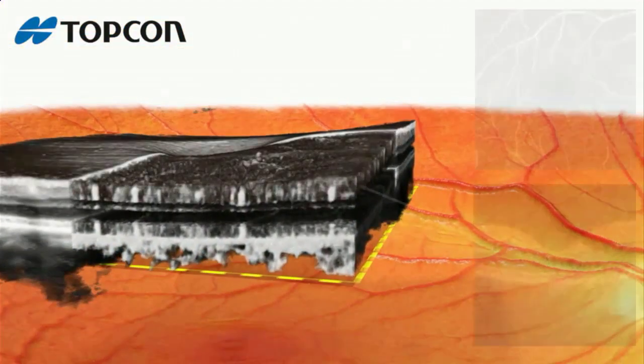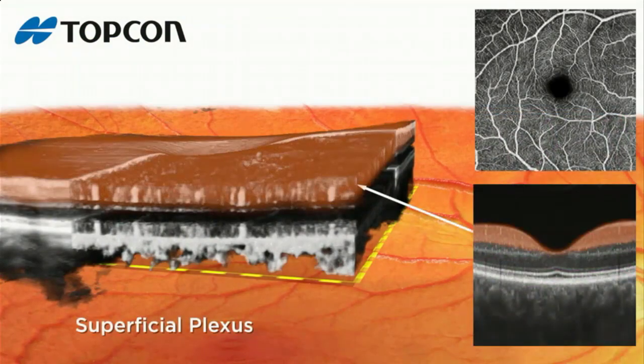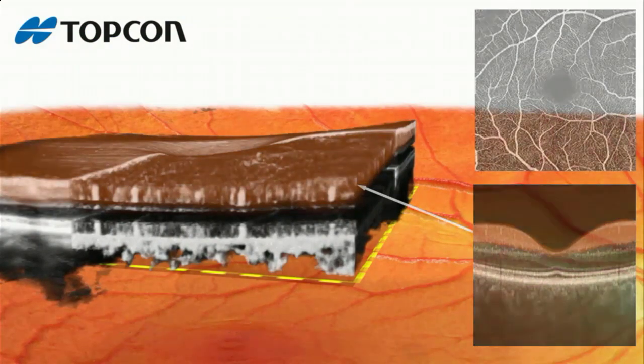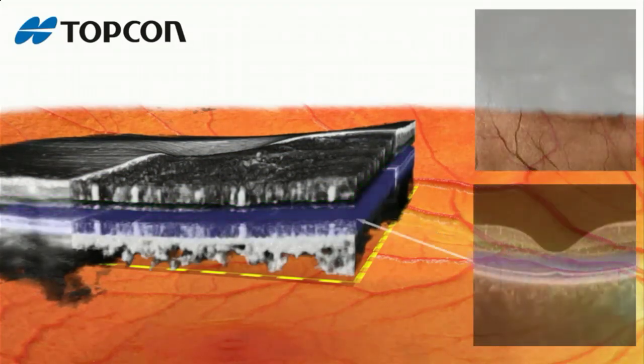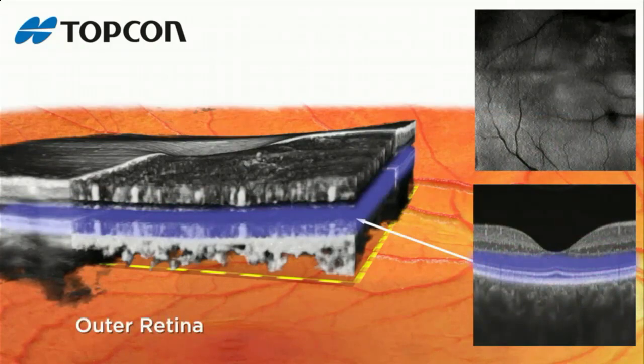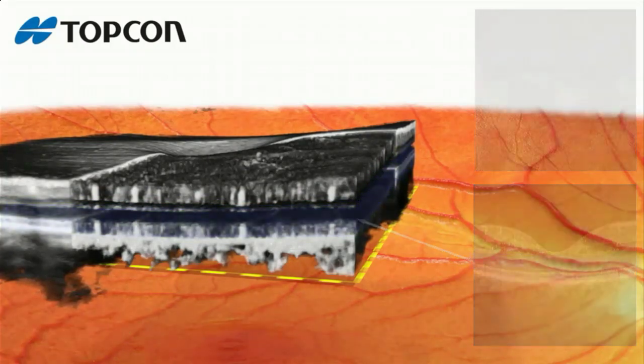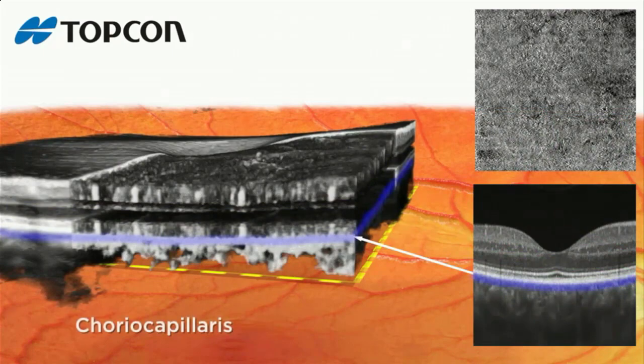So you have the different layers. You have the superficial layers. That's what you usually see on a fluorescein. You've got the deep layers, which you don't really see on the fluorescein, but are very important for microaneurysms and MacTel. Then you have the outer retina, which is where you'd see your CNV. And then you have the choriocapillaris.